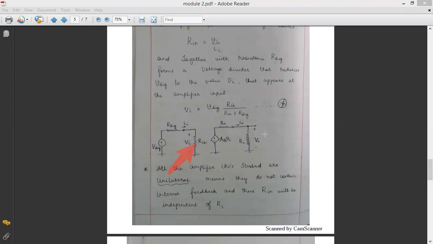Understood? Santosh, why do we use Rin? Ma'am, because it is independent of RL, because it is known as a unilateral amplifier.